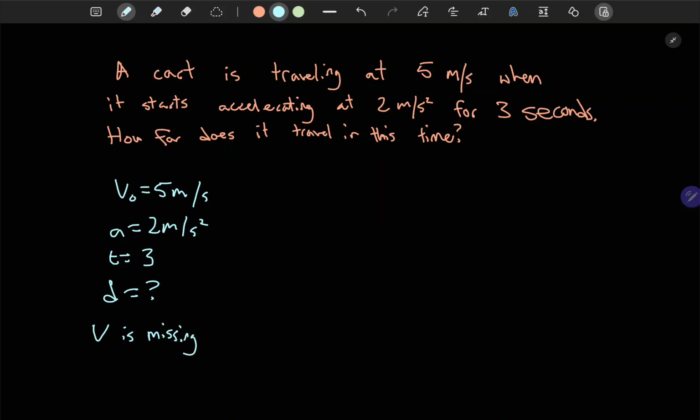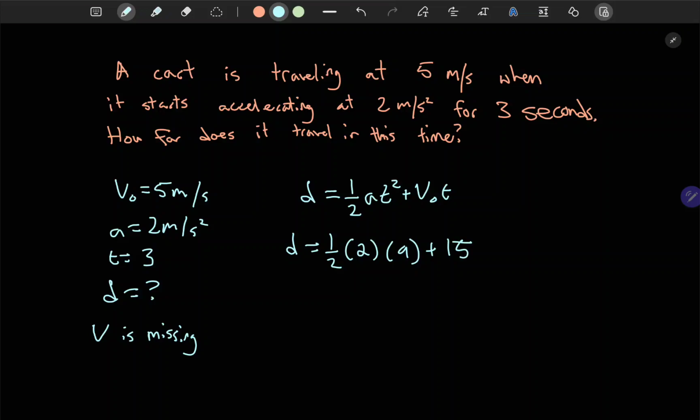So for this one, we will use d is equal to 1/2 a t squared plus v0t, because this one does not require our final velocity. So just plugging some values in, we're going to get d is equal to 1/2 times 2 times 9 plus 5 times 3, which is 15. And this will give 9 plus 15 is equal to 24 meters.